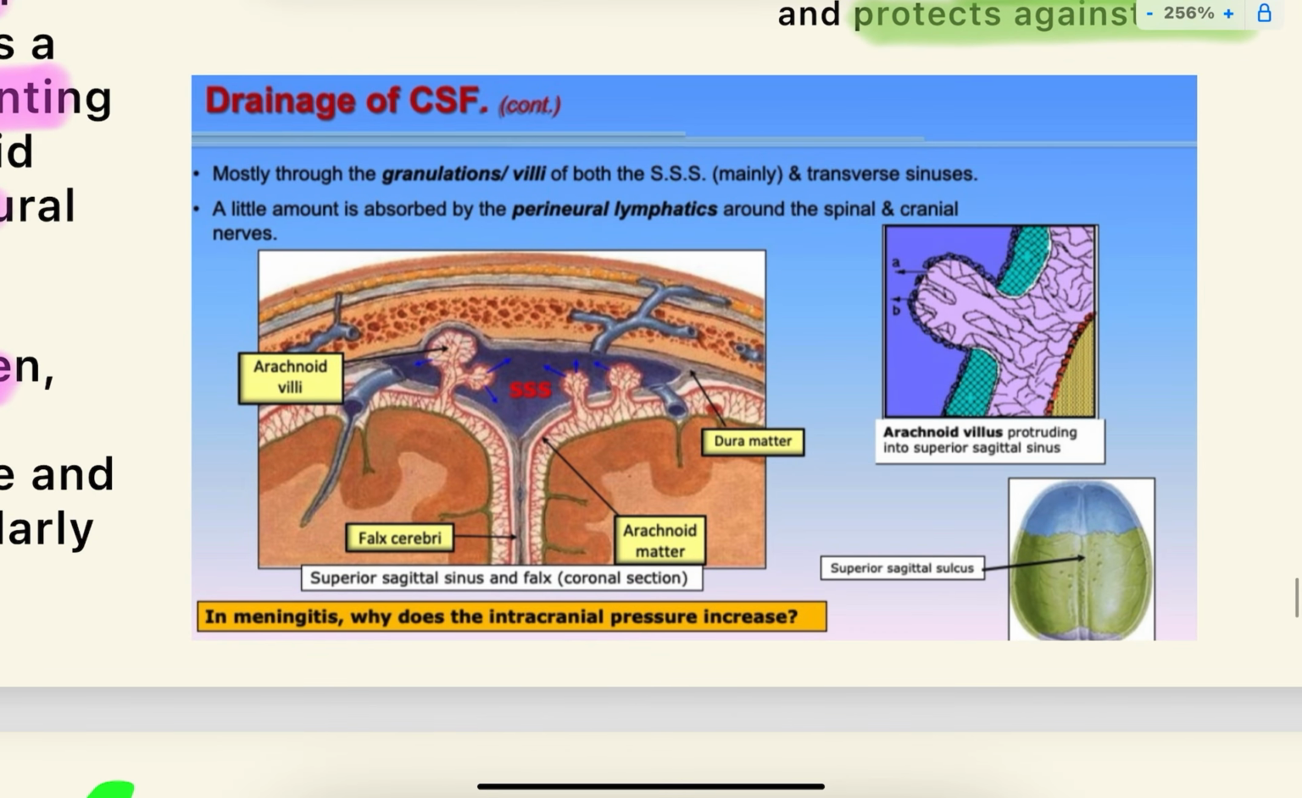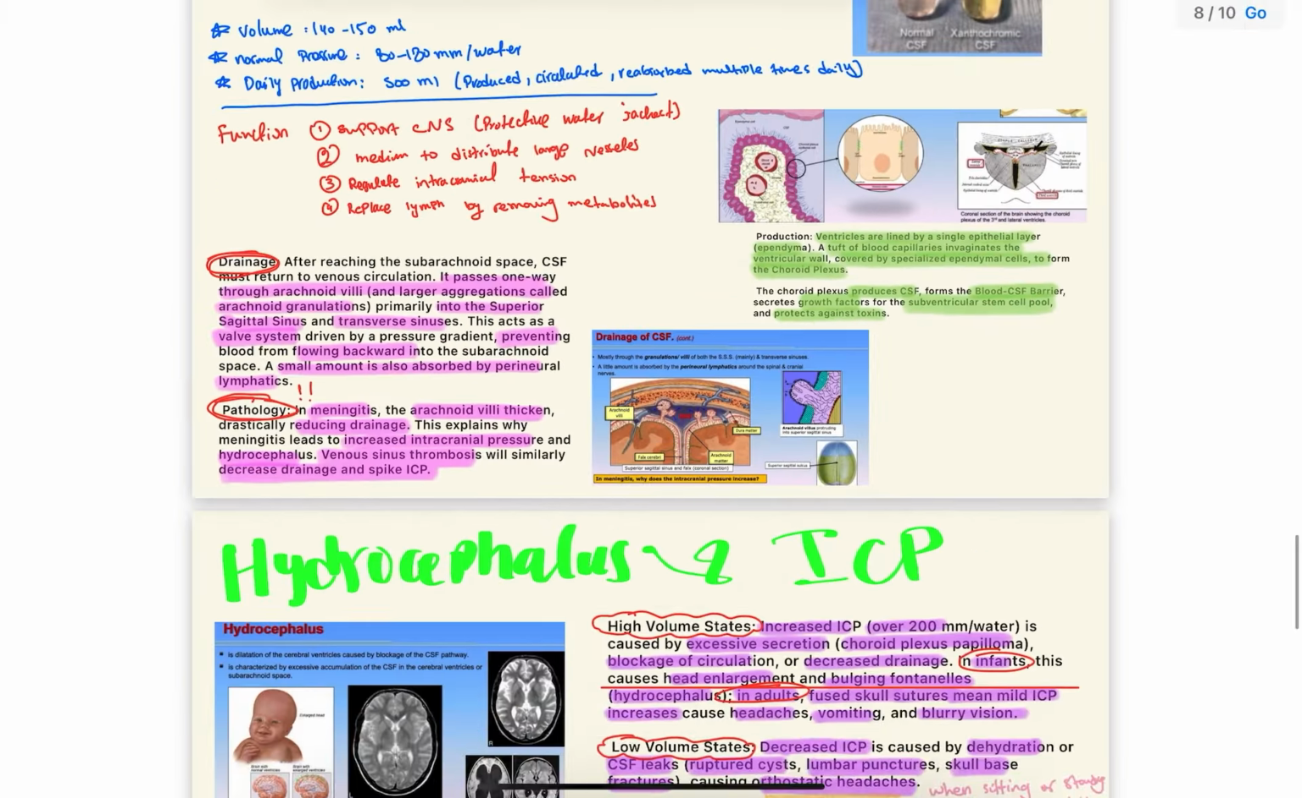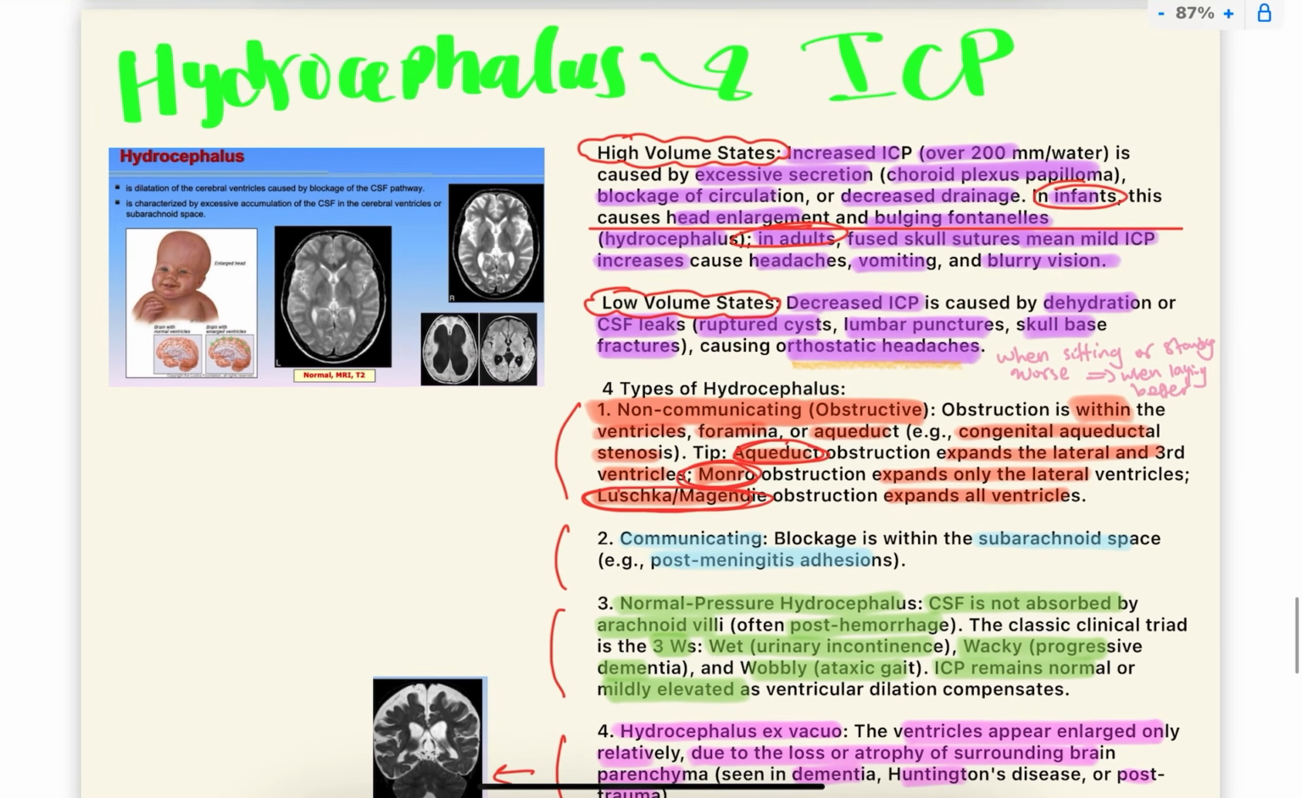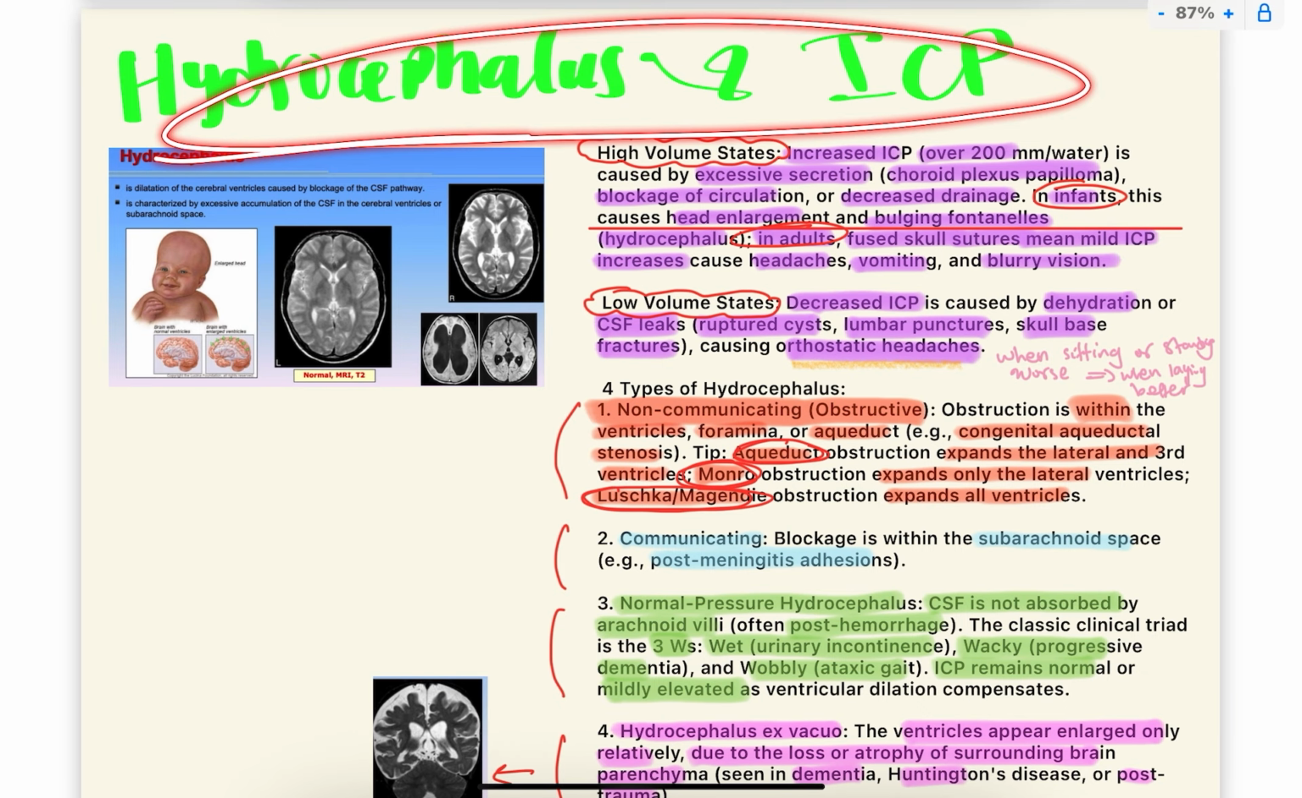So this is how it looks. This is the dura mater, this is the arachnoid villi, this is the falx cerebri, the arachnoid mater, and this is the superior sagittal sinus in the falx. And this is how the arachnoid villi protrude into the superior sagittal sinus and allow the CSF to go. Okay, now moving on to hydrocephalus and intracranial pressure.